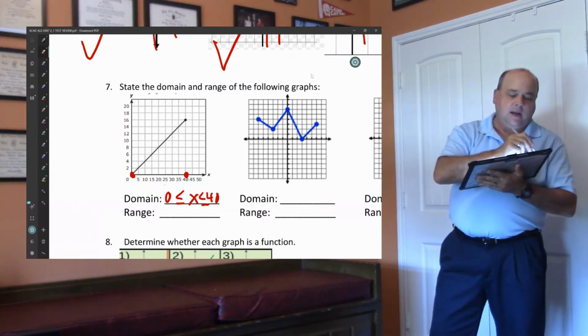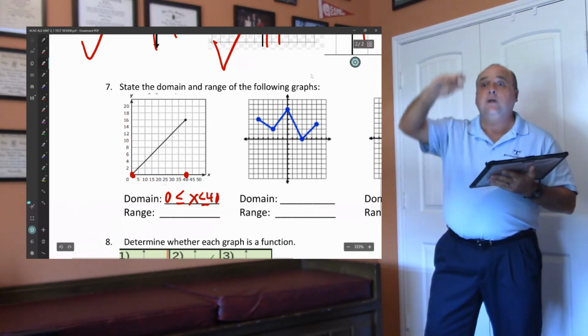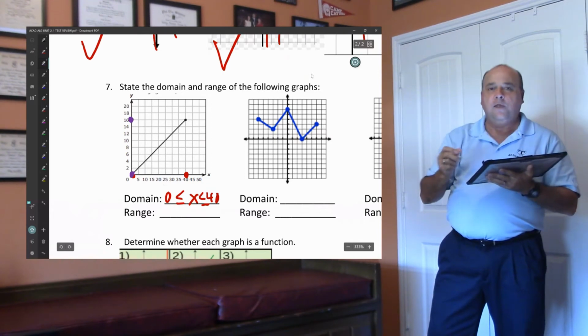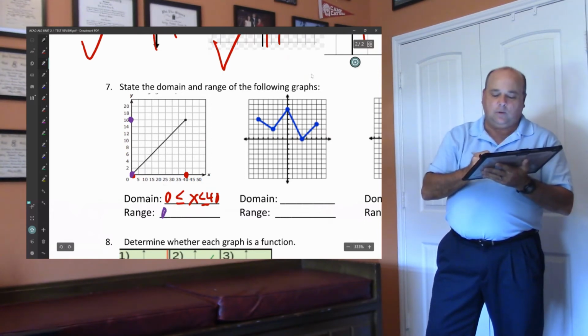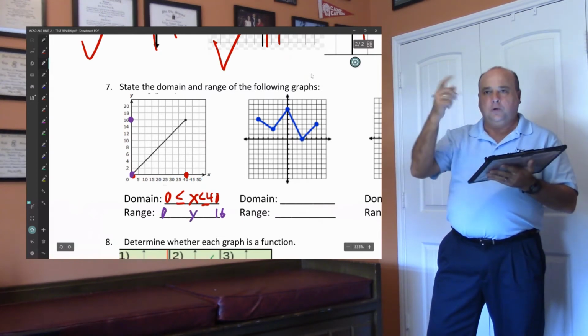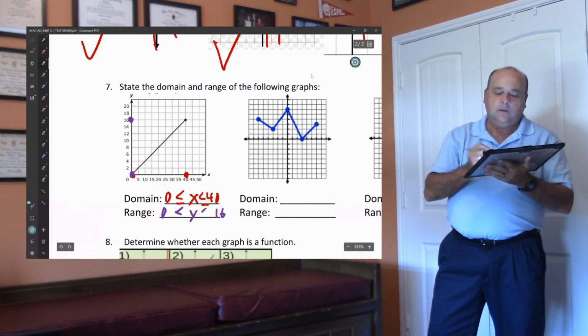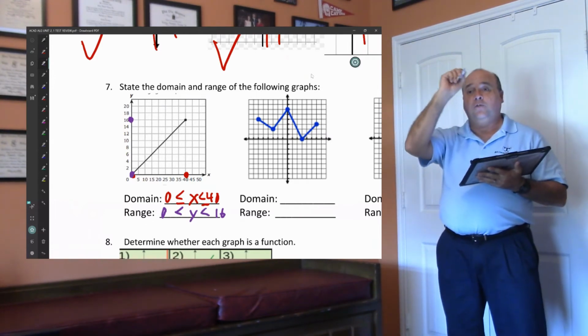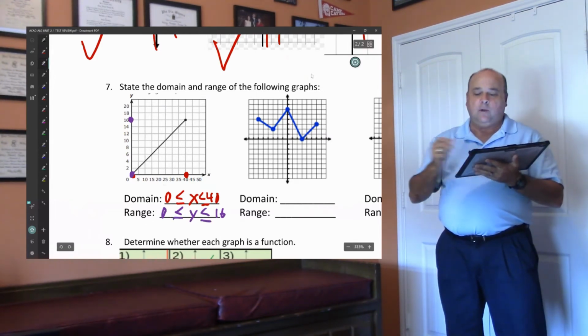Now then, let's get the range. The range will go from the bottom to the top. So the range starts here and it goes to the top here. So these two numbers would be 0 and 16. The range is not x, it's y. You put less than symbols in. And then we're going to see if they need equal signs. And they both do because they both have closed dots. That would be the answer.